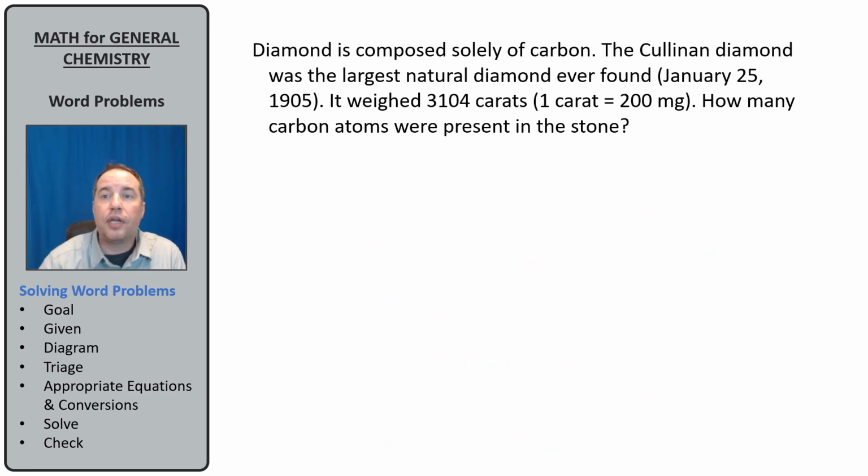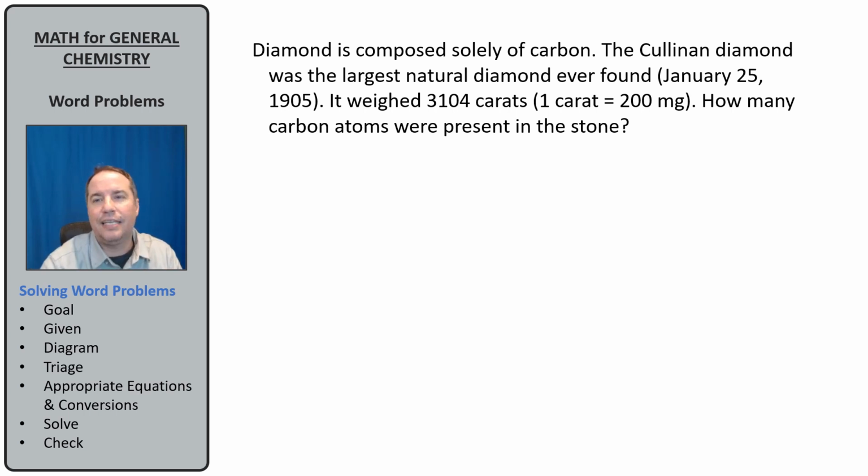All right, so here's another problem. Diamond is composed solely of carbon. The Cullinan diamond was the largest natural diamond ever found on January 25th, 1905. It weighed 3,104 carats, where 1 carat equals 200 milligrams. How many carbon atoms were present in the stone?